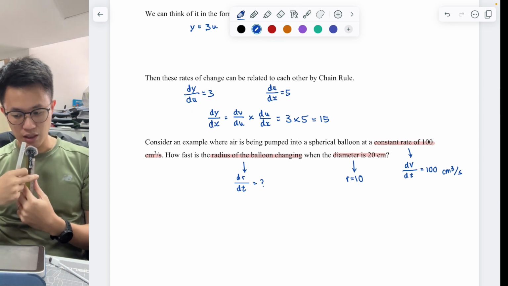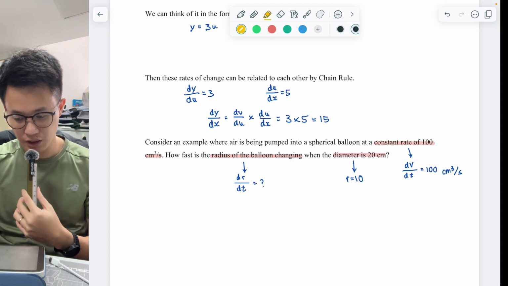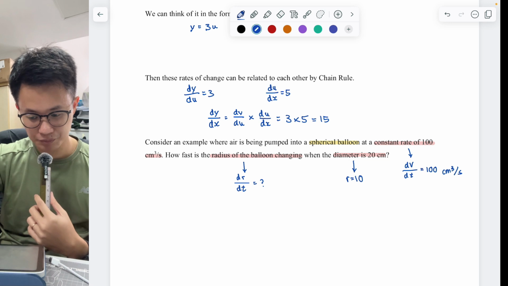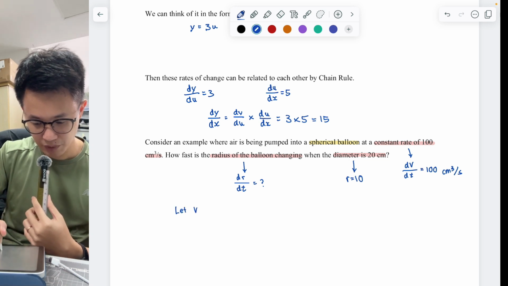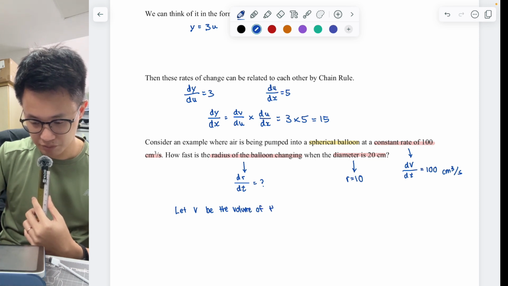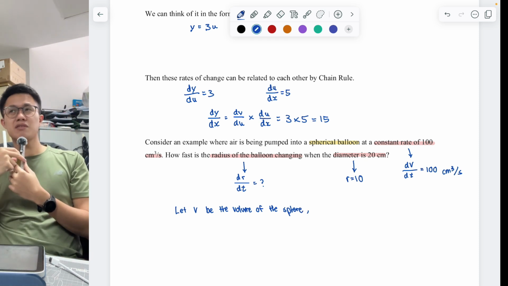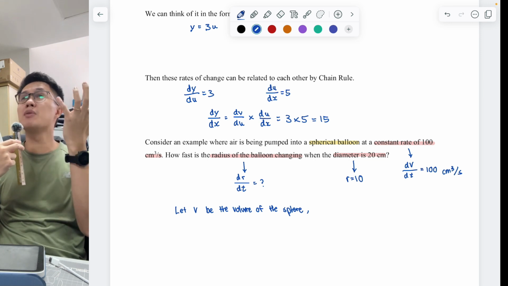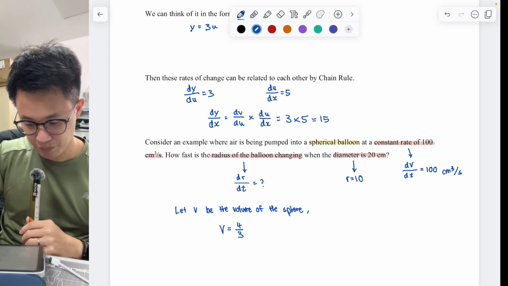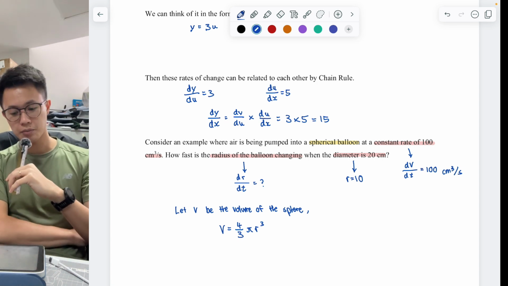The question alone gives us a lot of clues. But what is the volume equation we're trying to find? That is found in the question. It's a spherical balloon, so what is the volume of the sphere? Let V be the volume of the sphere. Even for me, I have to remember this. The volume of the sphere is 4 over 3 pi r cubed.